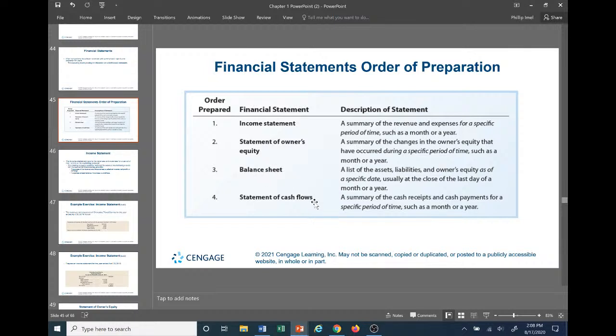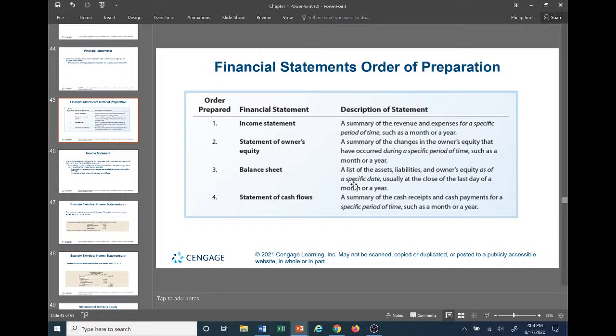Okay, the balance sheet. This is a list of the assets, liabilities, and owner's equity as of a specific date, usually at the close of the last day of a month or a year, okay? So the balance sheet, notice what it shows. What have I been hammering down on this lecture? The accounting equation. The balance sheet holds the accounting equation, so therefore it's the cornerstone. This is the cornerstone of all the financial statements.